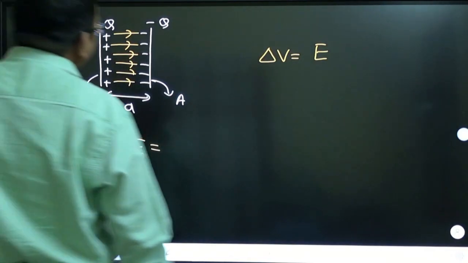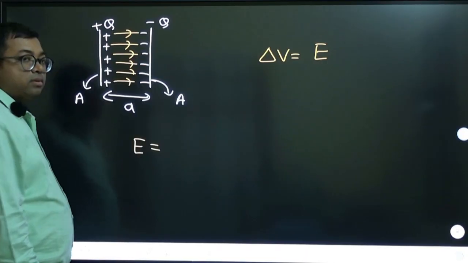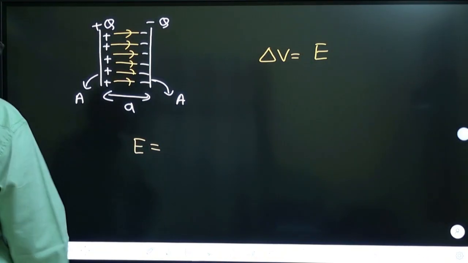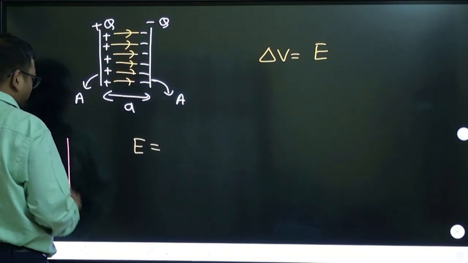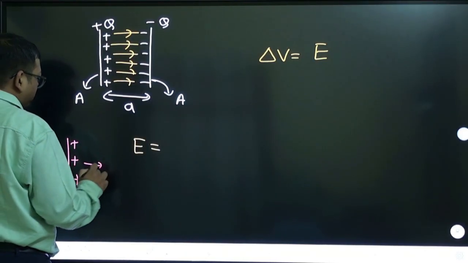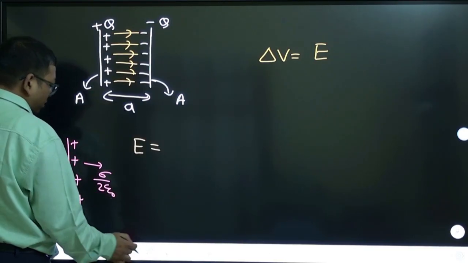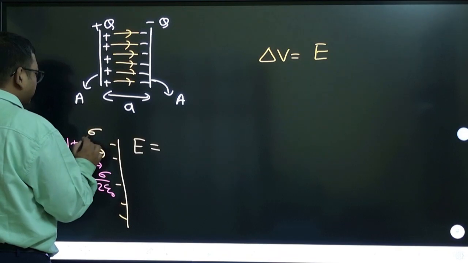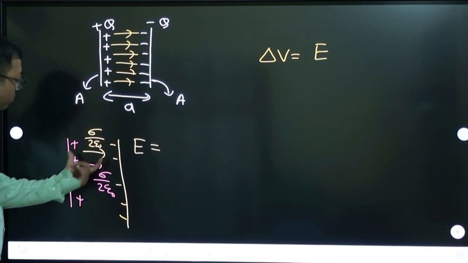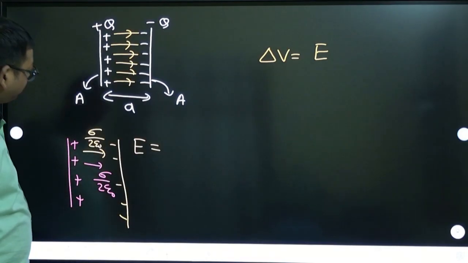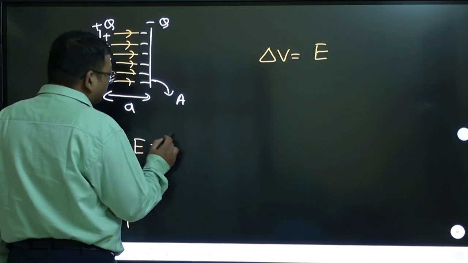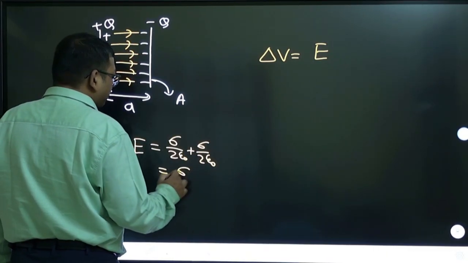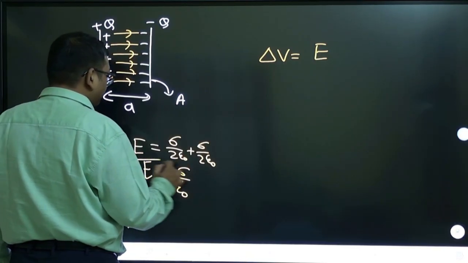Forgotten? No, no, sigma by 2 epsilon naught is due to one plate only, right? Due to this one it is sigma by 2 epsilon naught. But there is a negative charge plate also. This negative charge plate also creates the field in the same direction, sigma by 2 epsilon naught. So both fields will add up, right? So the total will be sigma by 2 epsilon naught plus sigma by 2 epsilon naught, so we will have sigma by epsilon naught. This is the field inside the capacitor.